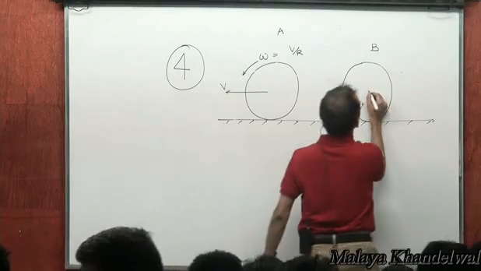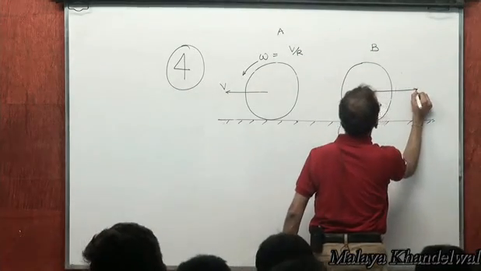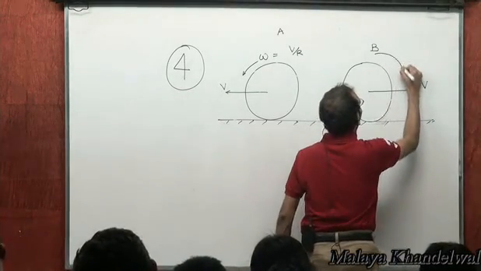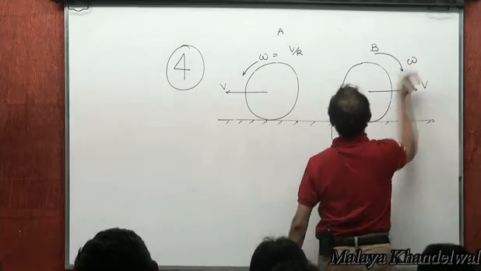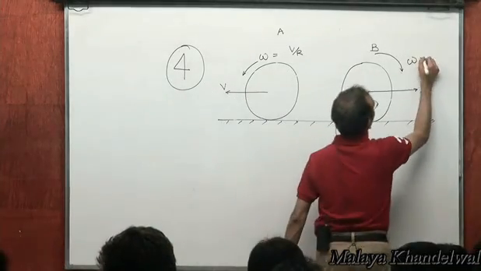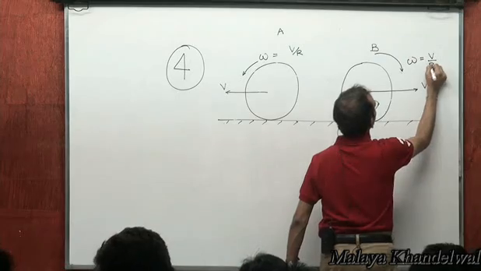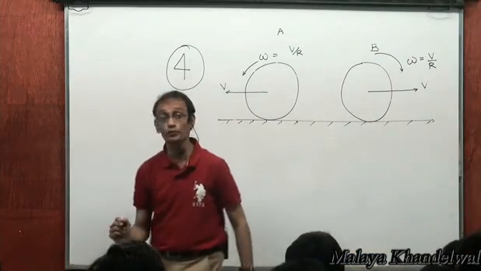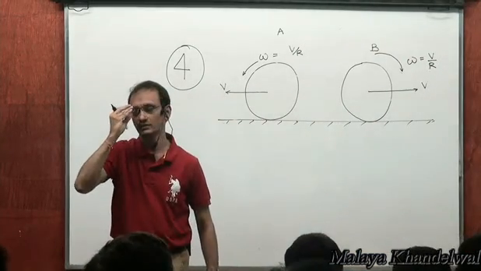Same with this. This has a velocity v this way and has an angular velocity omega like this. Pure rolling, where again omega would be v by r. Why? Because it's rolling without slipping. I hope you've not forgotten rolling without slipping. Right?